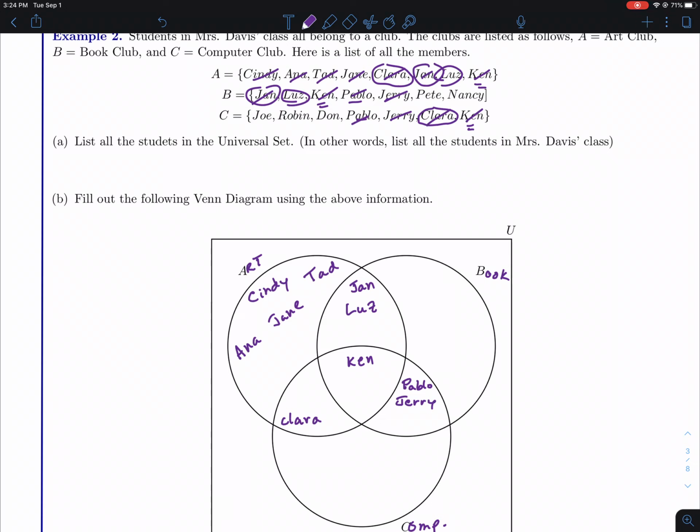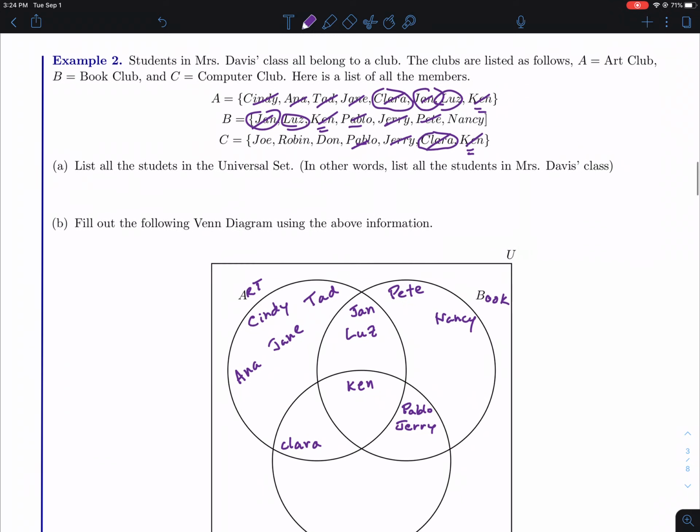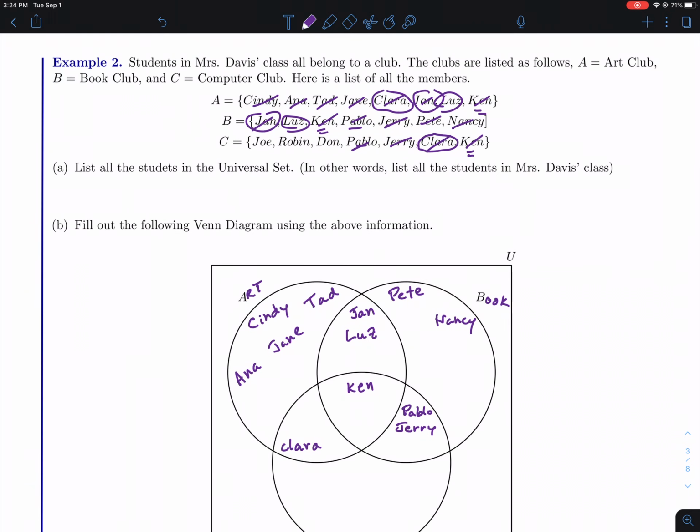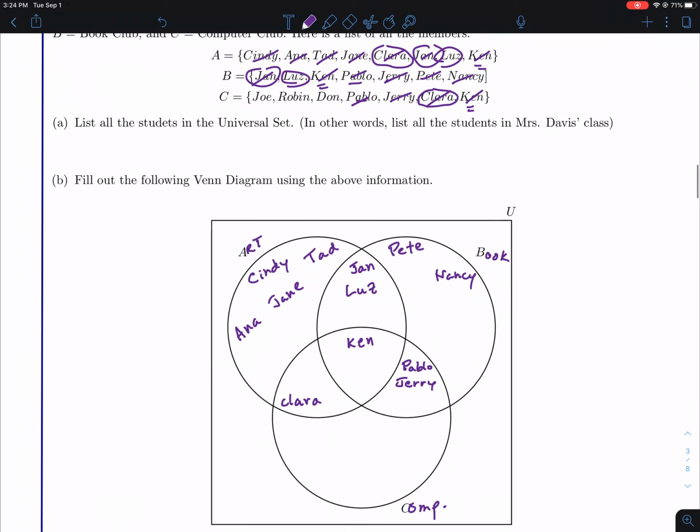So Pete appears to only be in the book club. So let's put Pete up here. And Nancy also appears to be just in the book club. And so all the people that are left, so Joe, Robin, and Don, the only place they could be is just in the computer club. So let's write them down underneath. So we've got Joe, Robin, and Don.